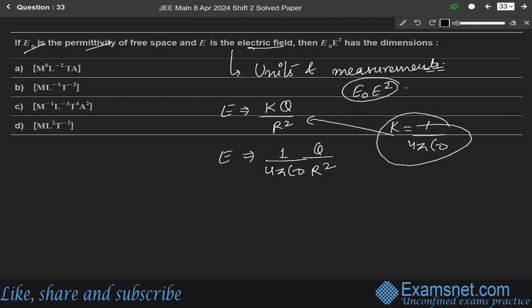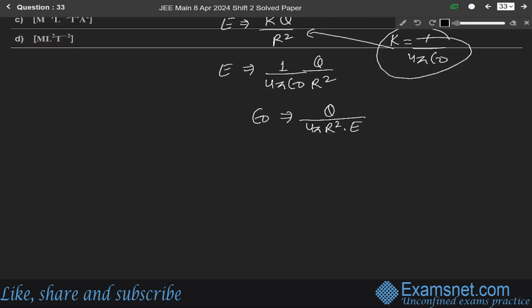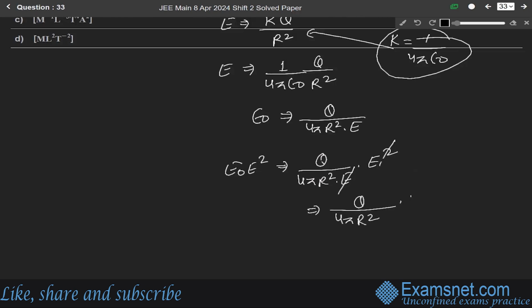We know that E naught is the permittivity of free space, so we can write epsilon naught is equal to Q over 4 pi R square into E. Now we have to find E naught into E square. So E naught into E square will be equal to Q over 4 pi R square into E square. So one power cancels, and we get Q over 4 pi R square into E.